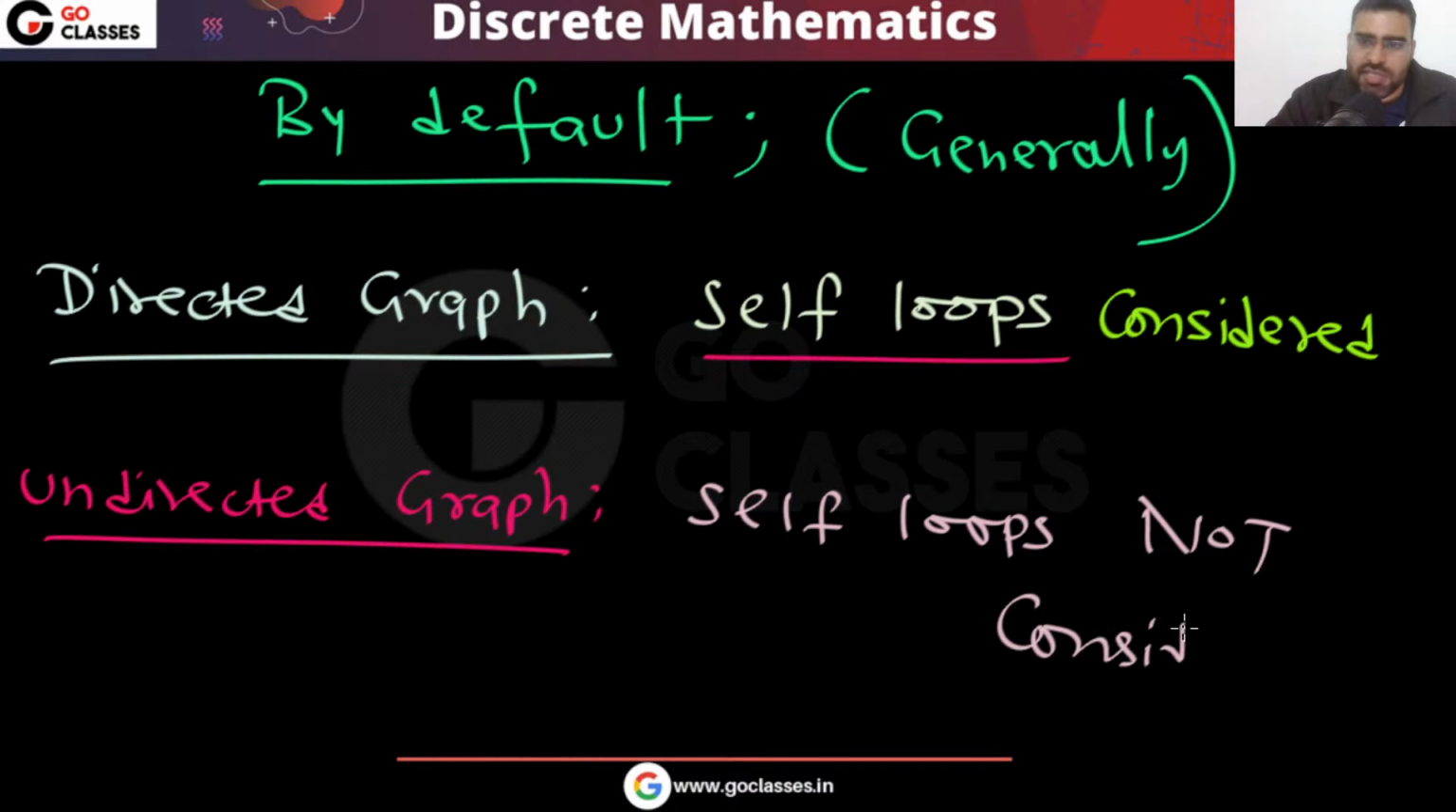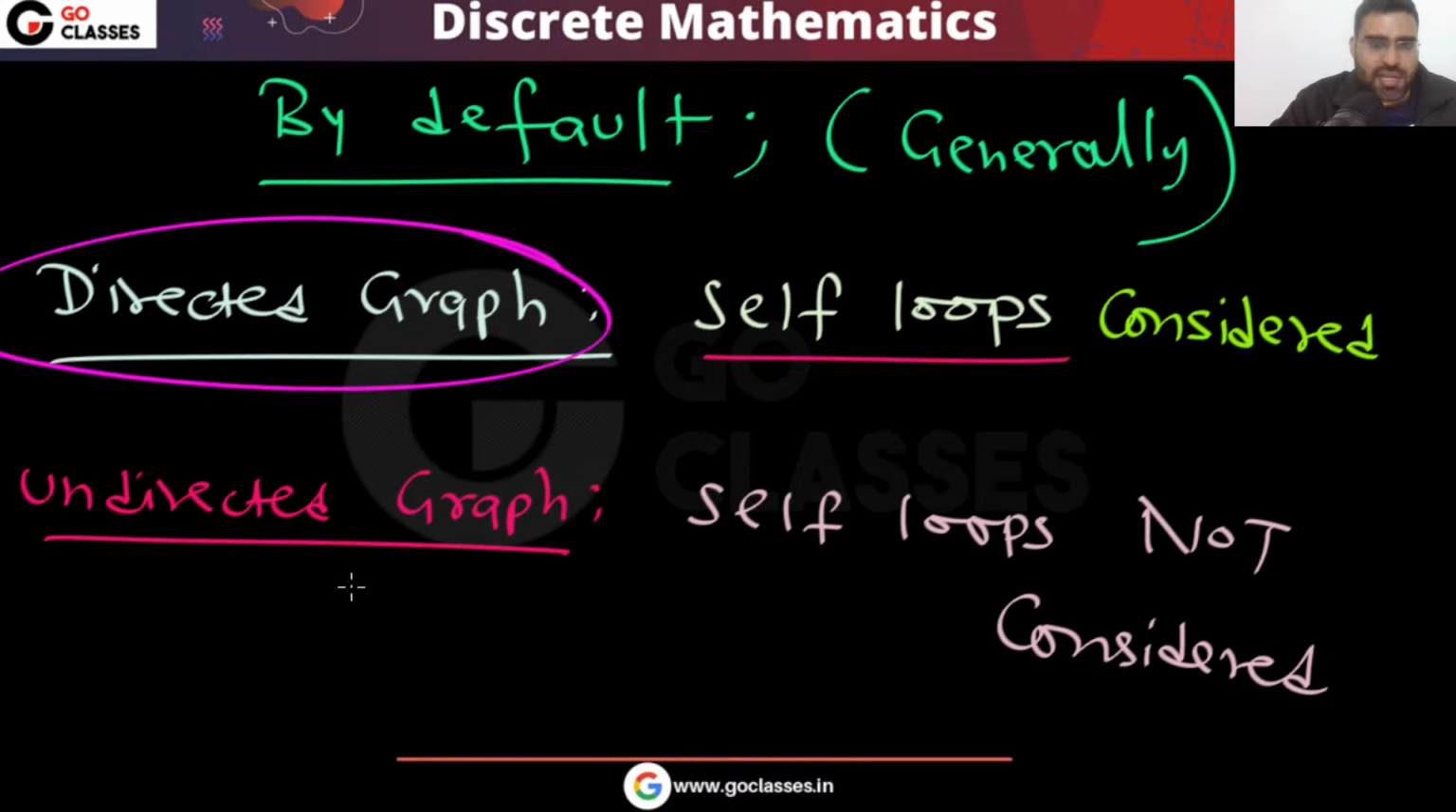We don't consider self loops. We assume that self loops are not there. Okay, so this is something that when you talk about directed graph, then by default self loops are considered. We don't ignore the possibility of self loop, but remember, in the undirected graph, by default self loops are not considered. We ignore the possibility of self loop by default if no information is given to you.